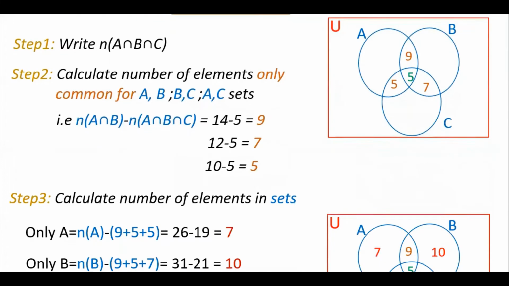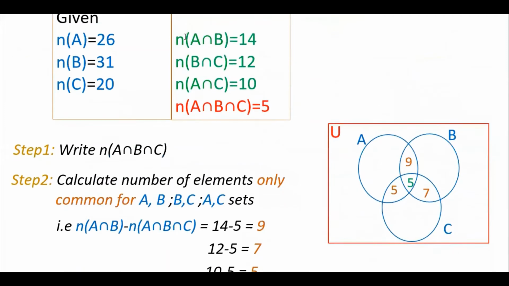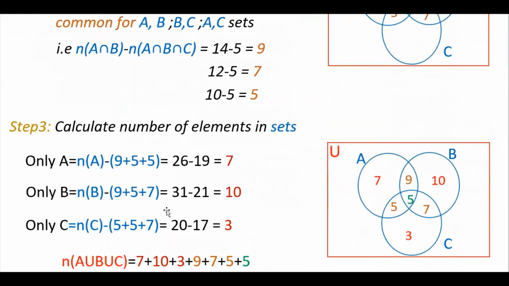And now you can calculate the number of elements in the sets. That means you have to calculate these values. Okay. So here only A. For only A, you have to first take this N of A. Here N of A is given. See here, N of A is equal to 26. So from N of A, you have to subtract these three values. So N of A minus 9 plus 5 plus 5. That is 26 minus 19, that is 7. So this value is 7.